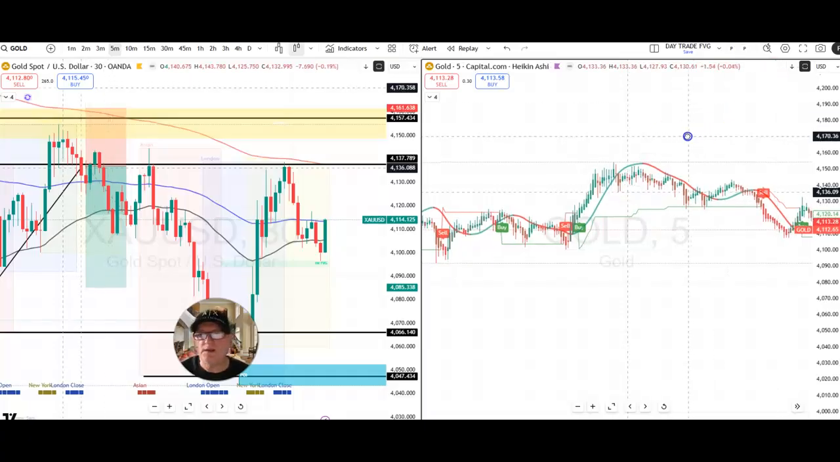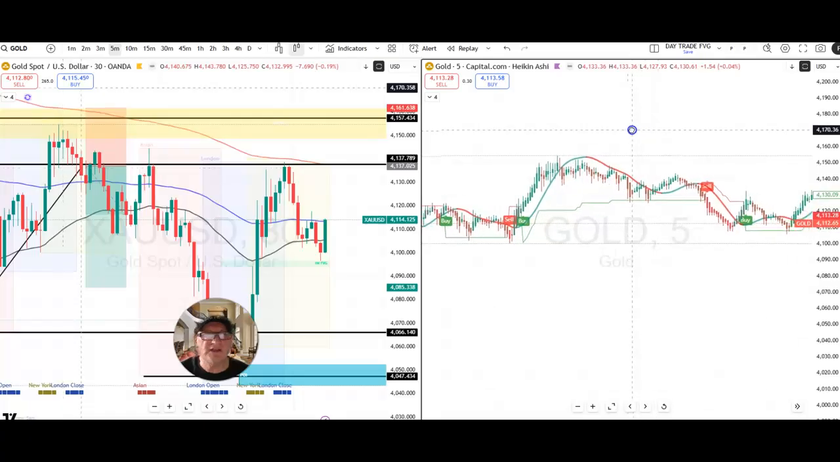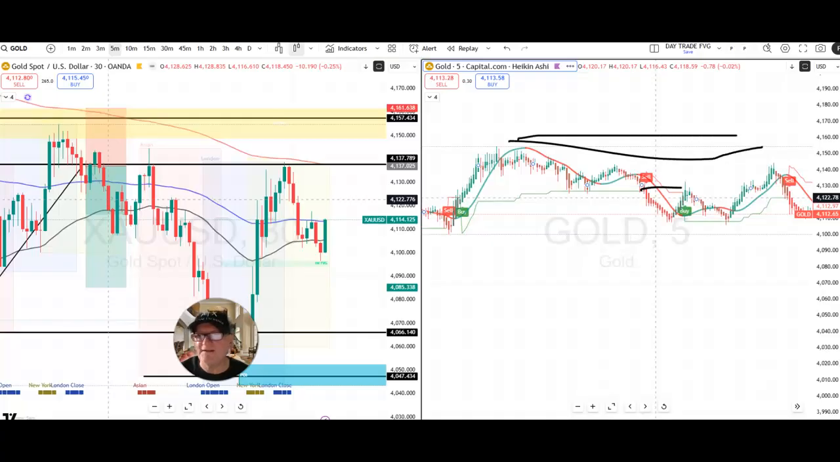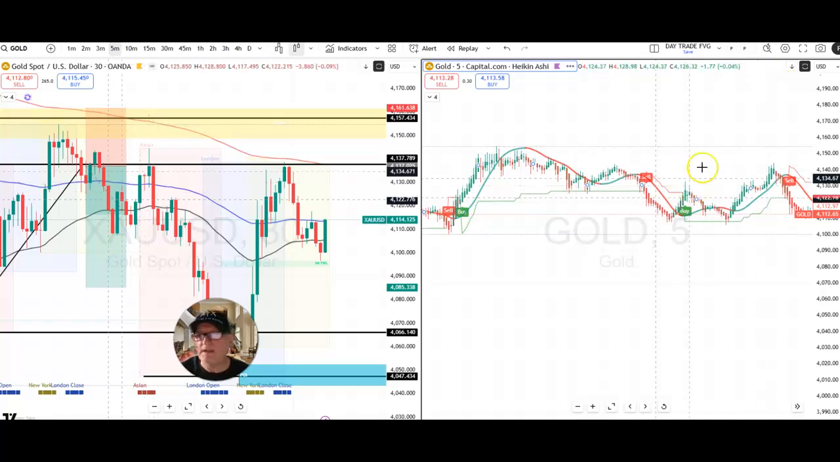Step 2, you can wait for the change of character completely, which is the breakdown here on the right, as the 5-minute chart breaks down here. Your stop is the previous high. And then of course it's 2 to 1 to the south.